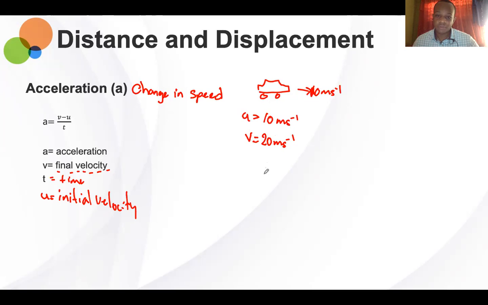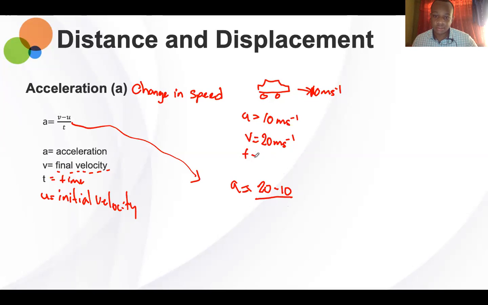So now we rewrite this formula, we bring this formula down here. A equals, so what would we have here? 20 minus 10. Remember, 20 goes first. 20 minus 10. Are we all seeing that? Please stop me if you're not seeing that. Thank you. All right. So this happened in 2 seconds.